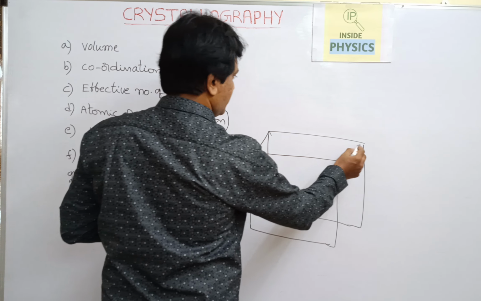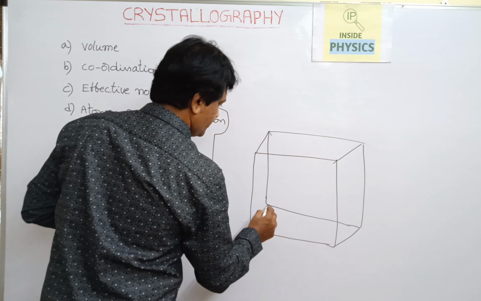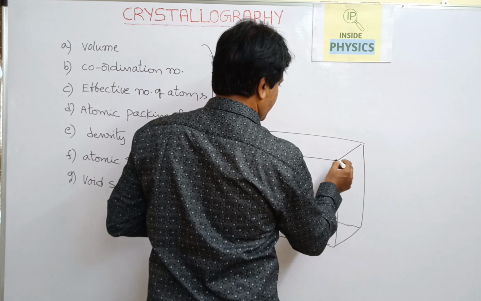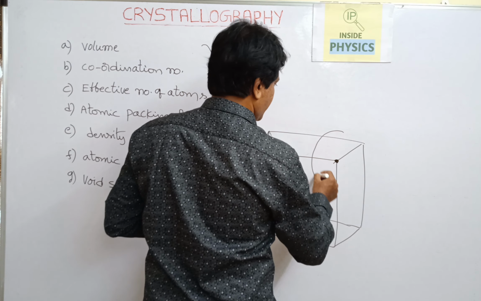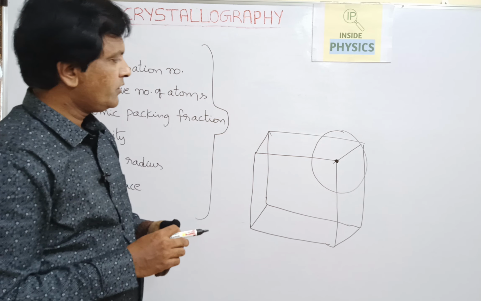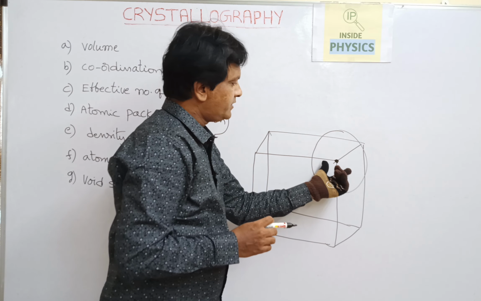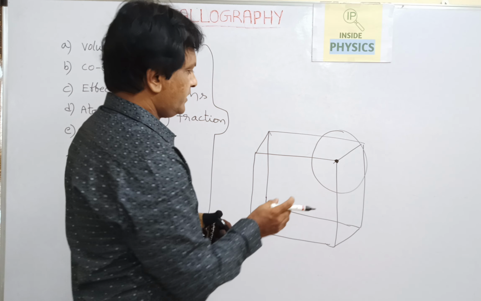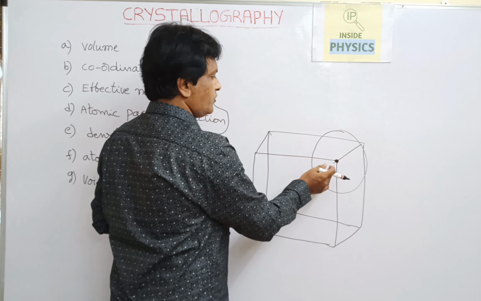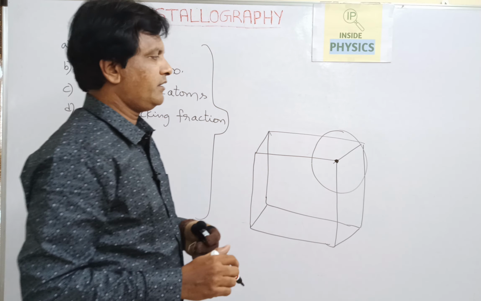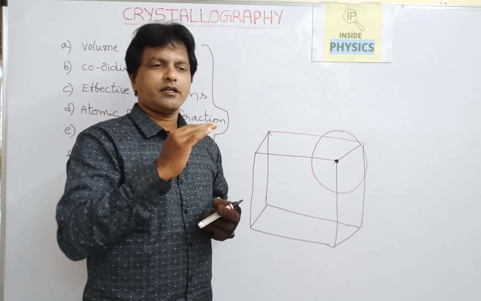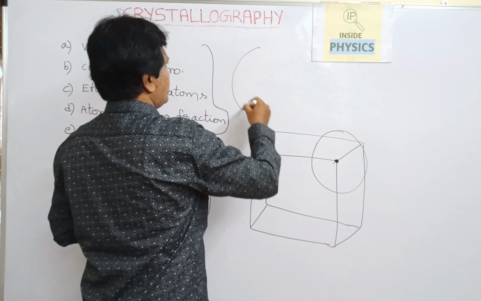So this is the cubic unit cell, we assume. Take this corner and imagine that there is an atom here at this corner, right? So when you imagine an atom at this corner, this is contributing only 1/8 part of its volume inside this cubic cell. So imagine a sphere, a ball-like structure.